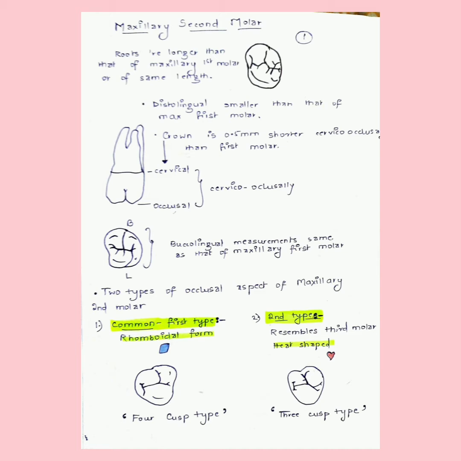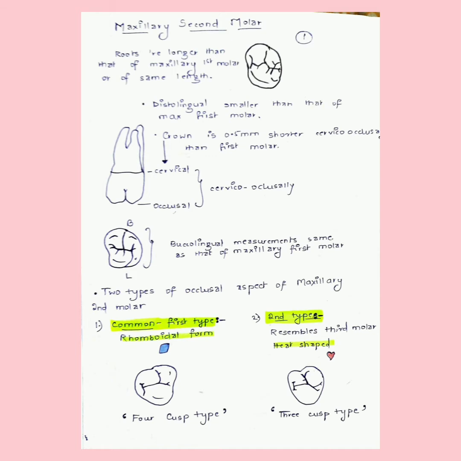Maxillary second molar is very similar to the maxillary first molar except there are a few variations. The roots of the maxillary second molar are generally longer than that of the first molar, or sometimes of the same length. The distolingual cusp is smaller than that of the maxillary first molar. We already discussed the primary molar cusp triangle in the first molar lecture.